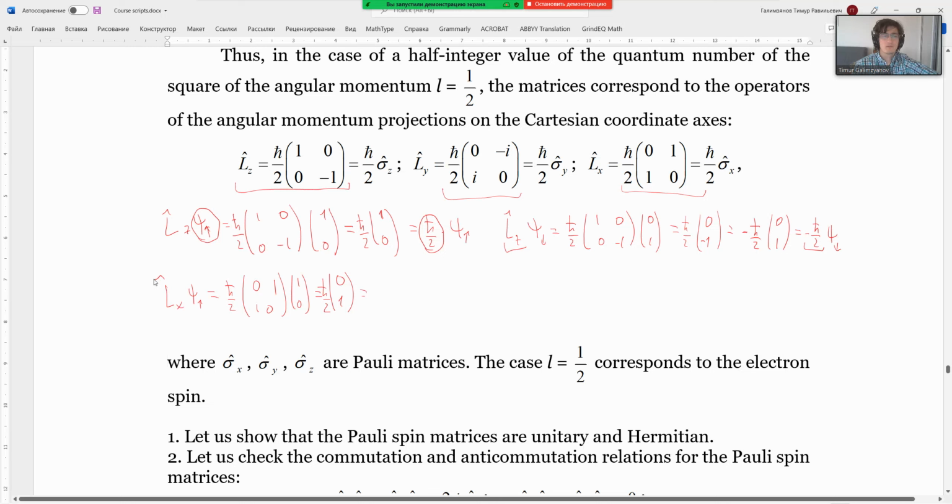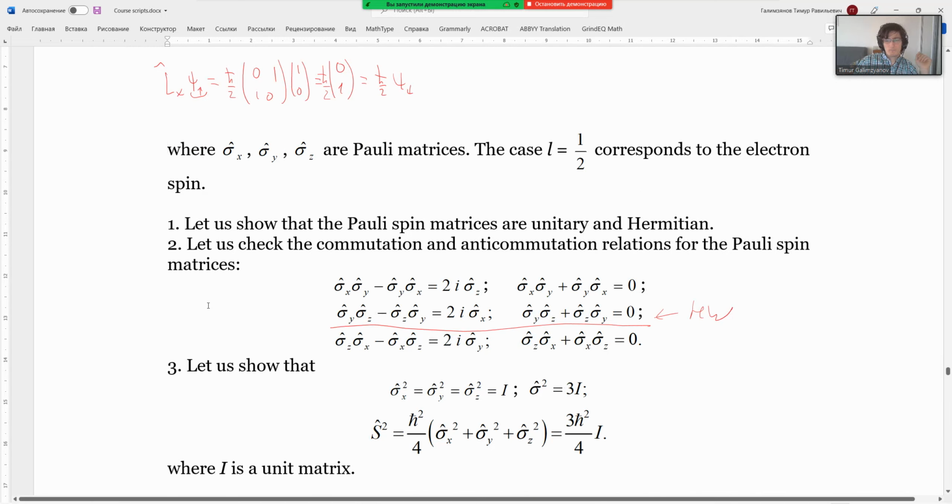So ħ/2 equals ħ/2 psi down. So we see that Lx acting on psi up gives us ħ/2 psi down. That means that psi up is not the eigenfunction, eigenvector of operator Lx.